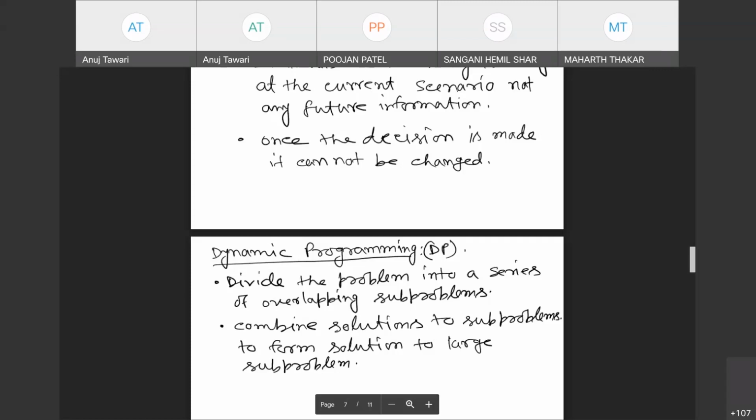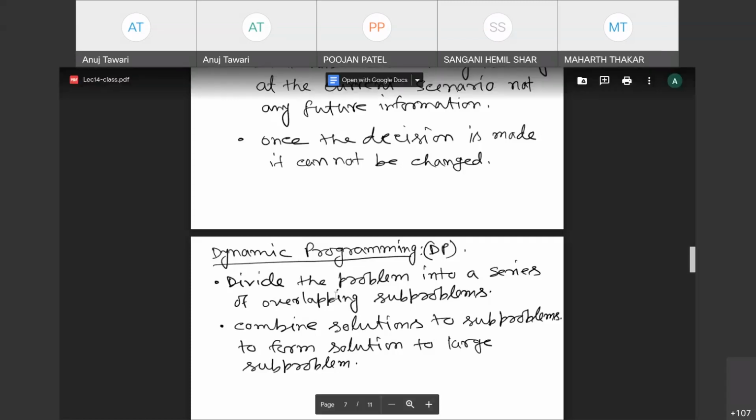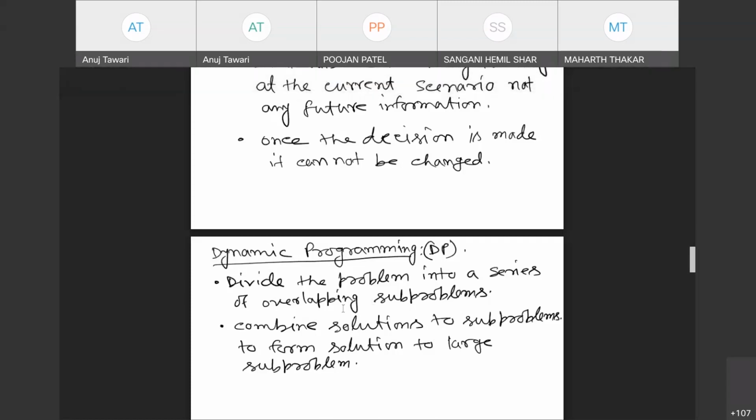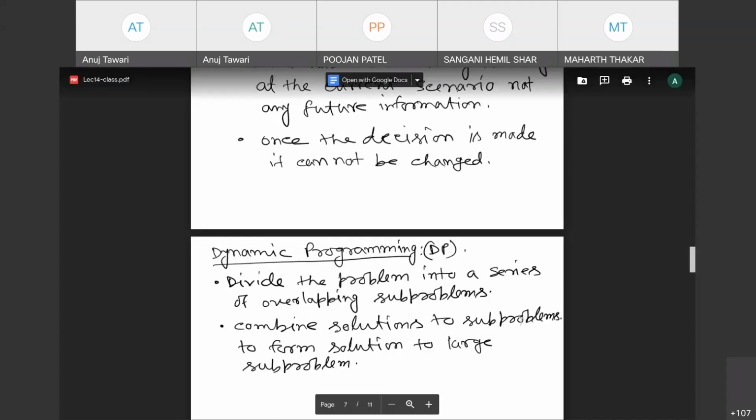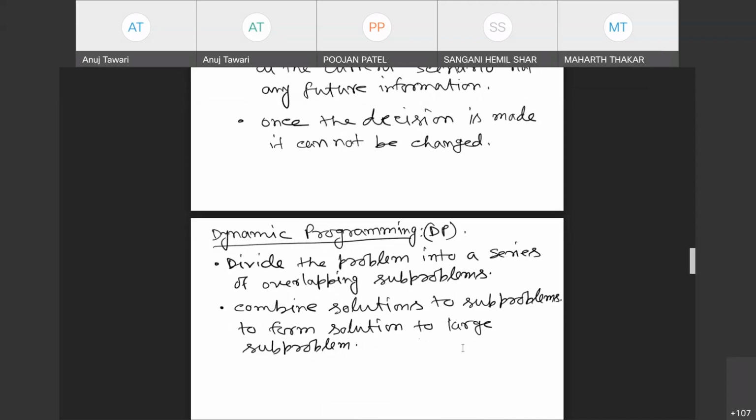But it also has its limitations in that you can only apply it to problems where certain sub-problems are overlapping. Sort of like divide and conquer, but the sub-problems are overlapping, so you need to compute them again and again. And then we combine the solutions to sub-problems to give the solution to the large problem.